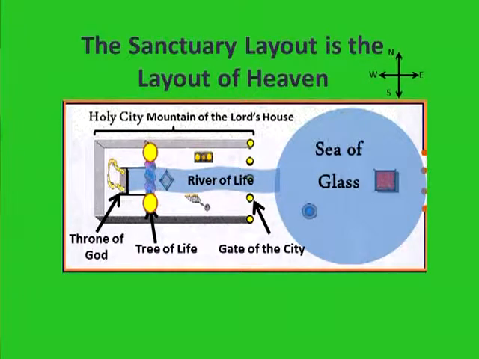Here on the sea of glass, the 144,000 stood in a perfect square. The altar of burnt offering was a perfect square. So here you have a representation of the 144,000 standing on the sea of glass in a perfect square. The four horns representing the power, four being the number of Christ. Christ's power in the 144,000.